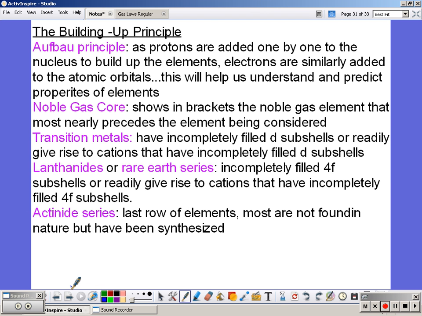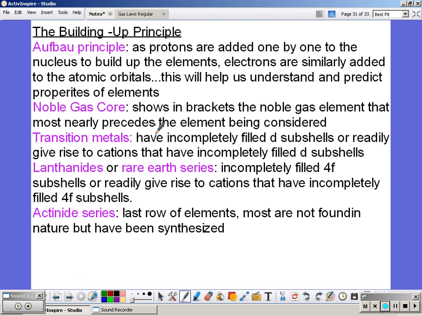The noble gas core shows brackets of the noble gas element that most nearly precedes the element being considered. That's something that we cover in Chem 1, so hopefully you'll go back and review. Transition metals have incompletely filled d sublevels or readily give rise to cations that have incompletely filled d sublevels. Lanthanides, or rare earth metals, have incompletely filled 4f sublevels or readily give rise to cations that have incompletely filled 4f sublevels. The actinide series is the very last row of elements, and they're not really found in nature because they've been synthesized, so they're man-made mostly.